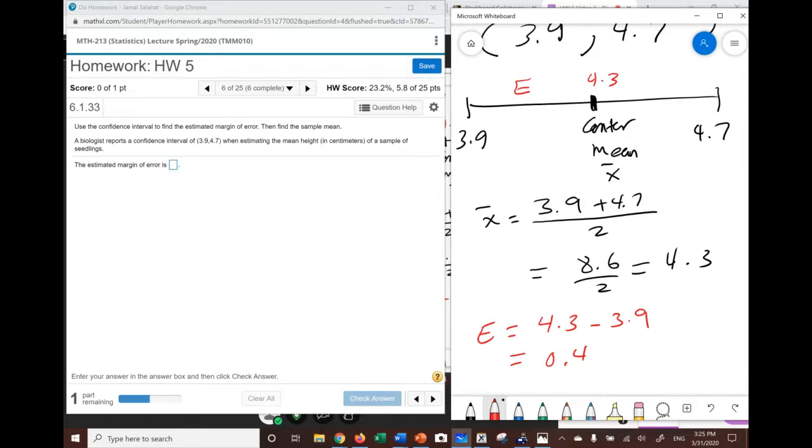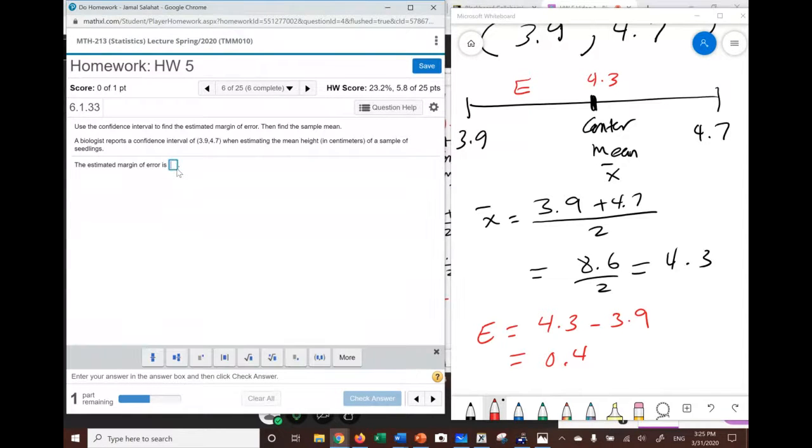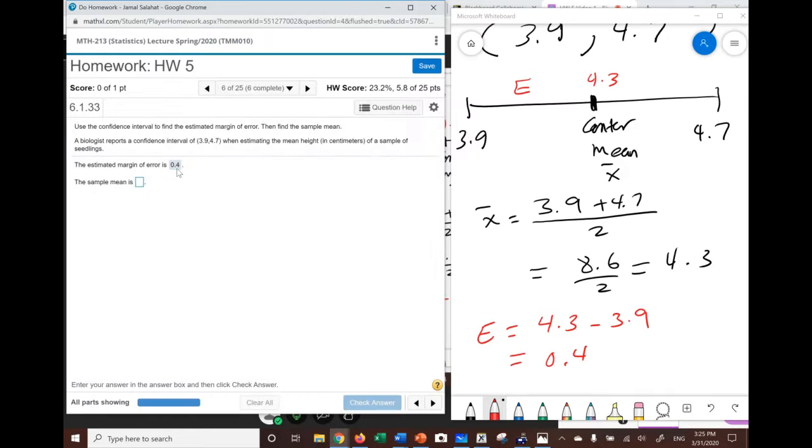Now we talk about the margin of error. The margin of error is never negative, so you're going to get 0.4. So we just go in here and put the error to be 0.4, and double check, and it's good.